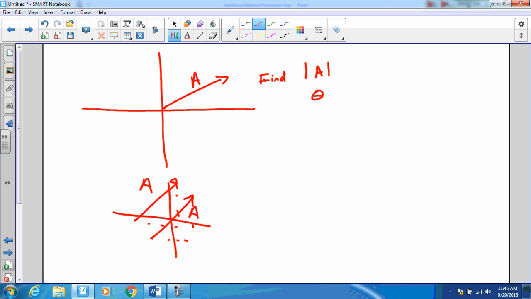Its name is theta. Please do not call it theta, which is kind of cheesy. It is theta, the Greek letter, but we use it for angles.